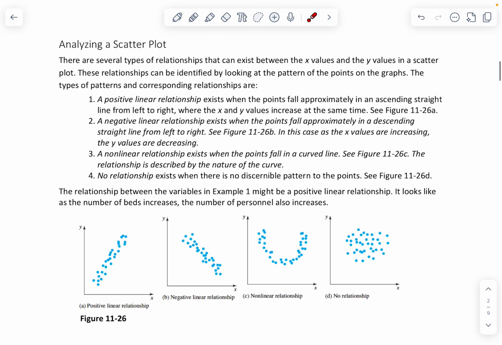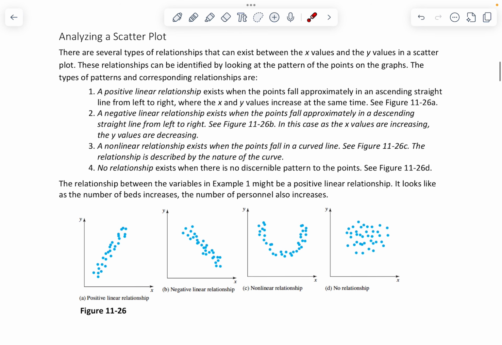Now, there are several types of relationships that can exist between the x values and the y values in a scatter plot. These relationships can be identified by looking at the pattern of the points on the graphs. The types of patterns and corresponding relationships fall into about four different categories.